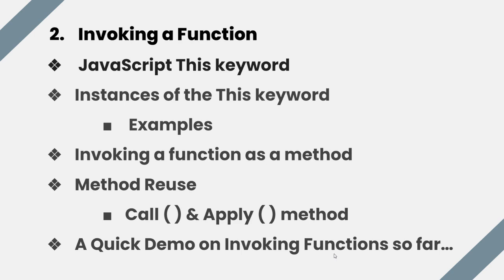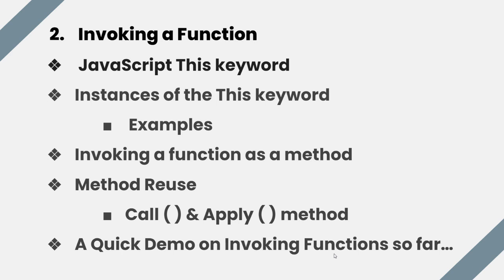Now the second content of today's class is going to focus on invoking a function. I believe we already know how to invoke a function from the first function class. How to do that is basically by calling the function by its name. And of course, you would add parentheses at the end. And if the function has parameters, you would add arguments to that function.